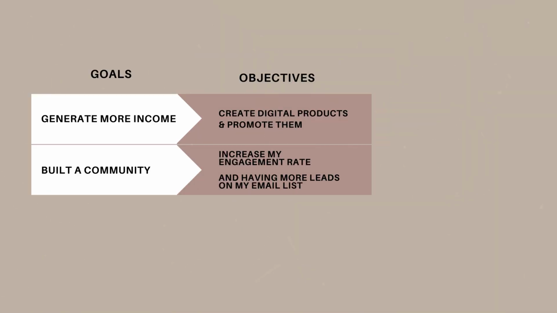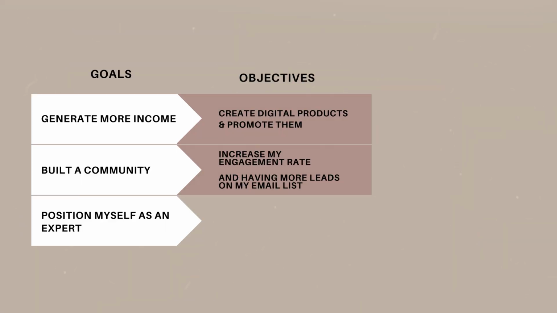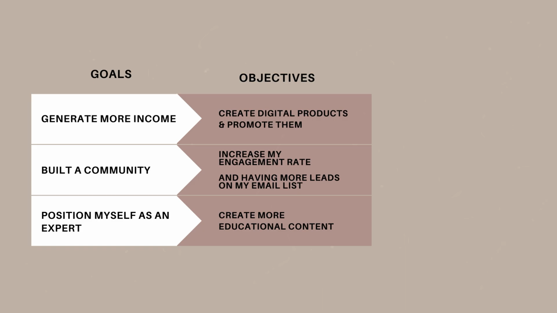It can also be something like having more people subscribing to your email list, because you know that through that email list, you can then convert them into becoming part of your community. If one of your goals is to position yourself more as an expert and a leader in your industry, then the objective that comes from that goal is to create more educational content. So can you see now the difference between goals and objectives? They're very different, but they're complementary.